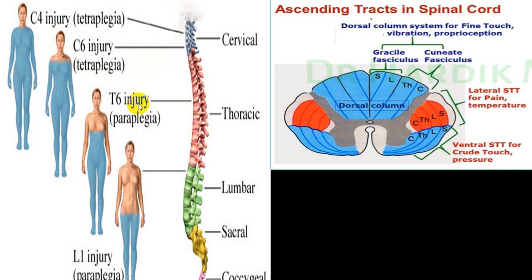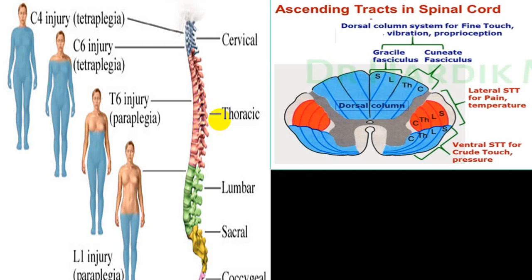If the lesion is below T6, then the upper limb is spared. As the upper limb is spared, now the lower limb will be involved, and we will get paraplegia. So up to lumbar 1, we'll have paraplegia. Now as far as the spinal cord segment is concerned, the spinal cord will end at the level of T12-L1.